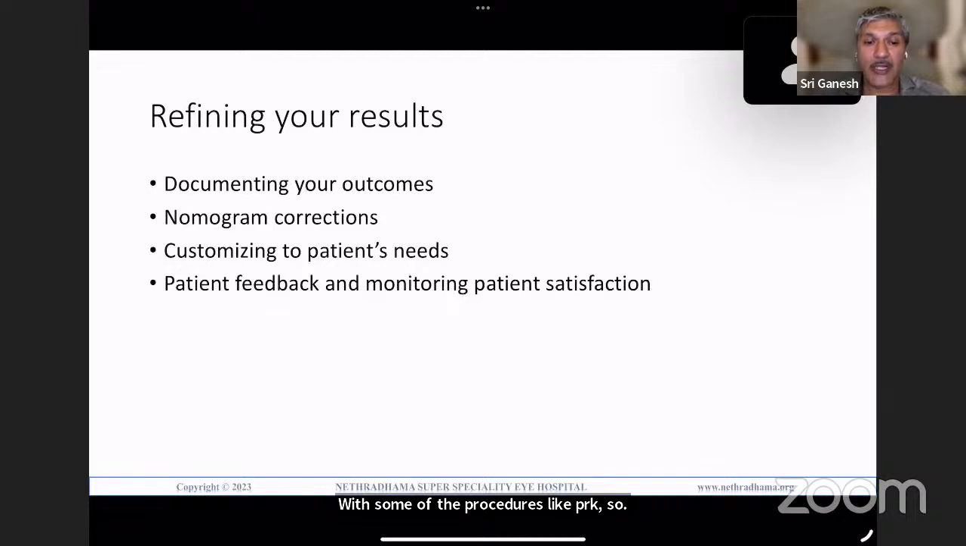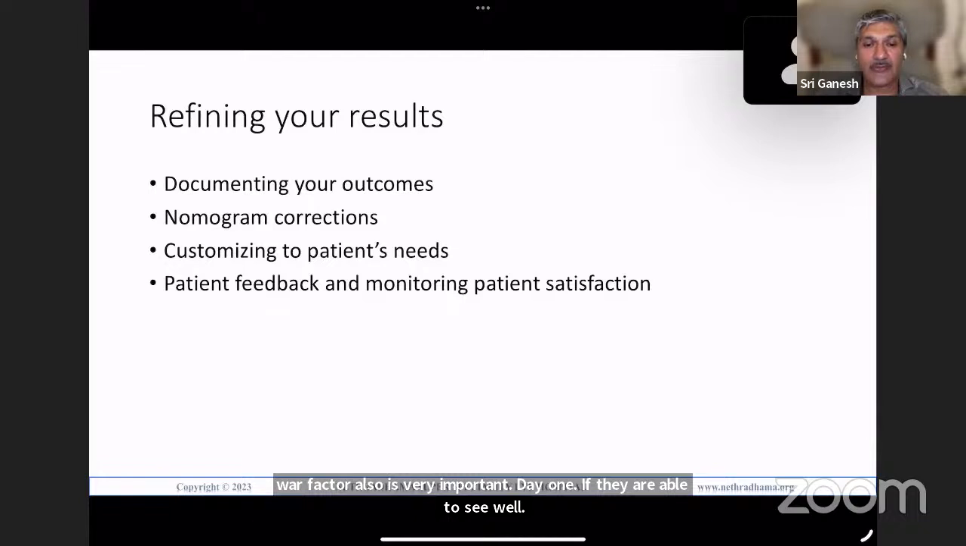If the patient has a lot of pain, then they are not going to refer other patients back to you. If it's a prolonged healing period, prolonged medication, that also reduces patient satisfaction. And the wow factor also is very important. Day one, if they're able to see well, then they're very happy. Then they tell all their relatives, friends, and then your practice keeps growing.